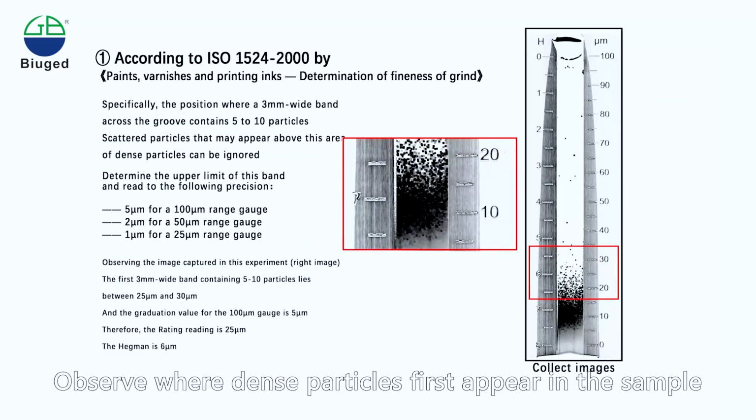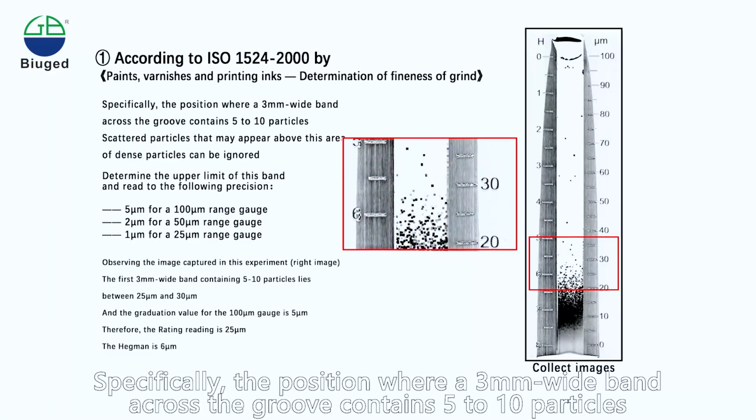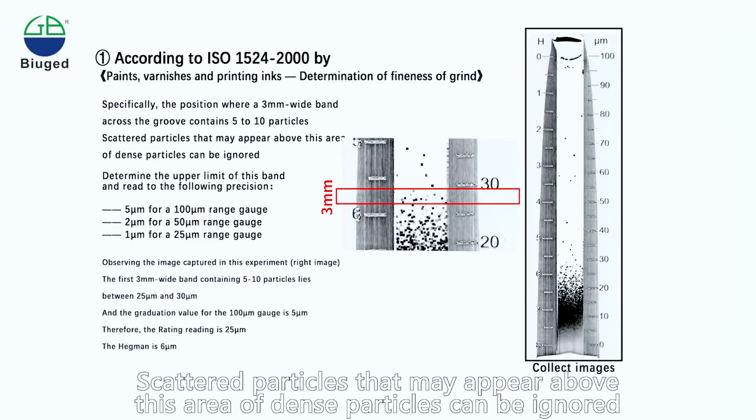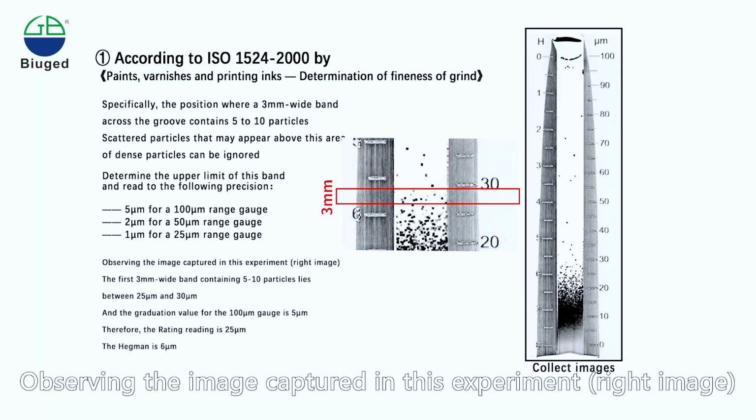Observe where dense particles first appear in the sample. Specifically, the position where a 3 mm wide band across the groove contains 5 to 10 particles. Scattered particles that may appear above this area of dense particles can be ignored. Observing the image captured in this experiment, right image.